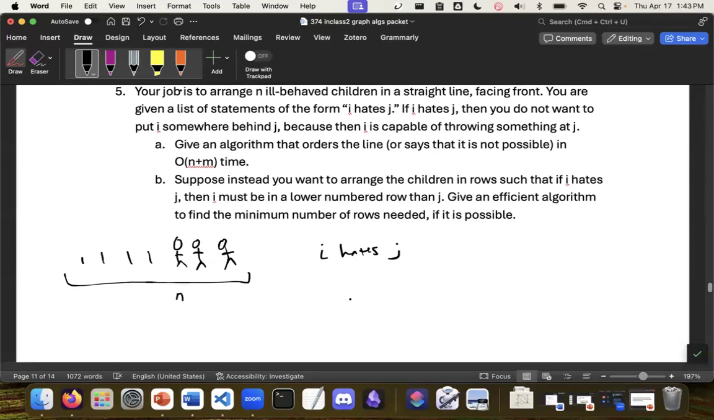So maybe, I don't know, Susie hates Jim, something like that. And once we have that information, we don't want to put, so let's say this is Susie and Jim. We don't want to put Susie behind Jim because then Susie could throw something at Jim, right? No violence in our playground. So we want to put Susie in front of Jim so that because they're all facing front, Susie can't turn around and throw something.